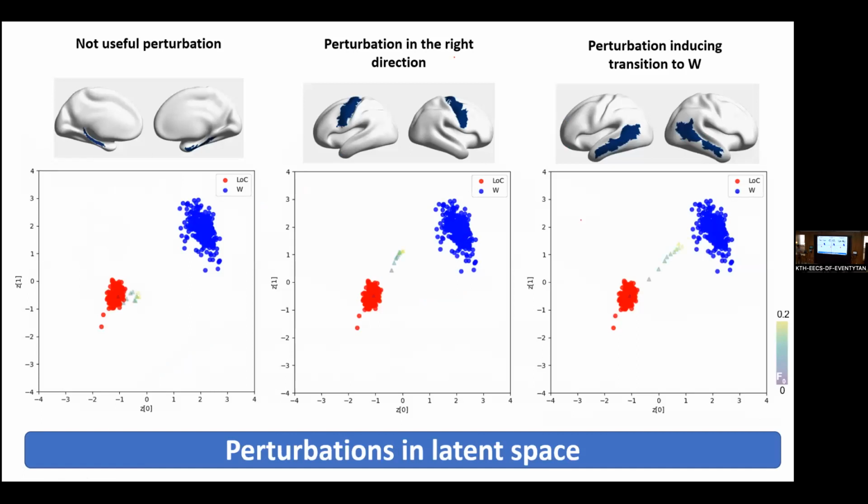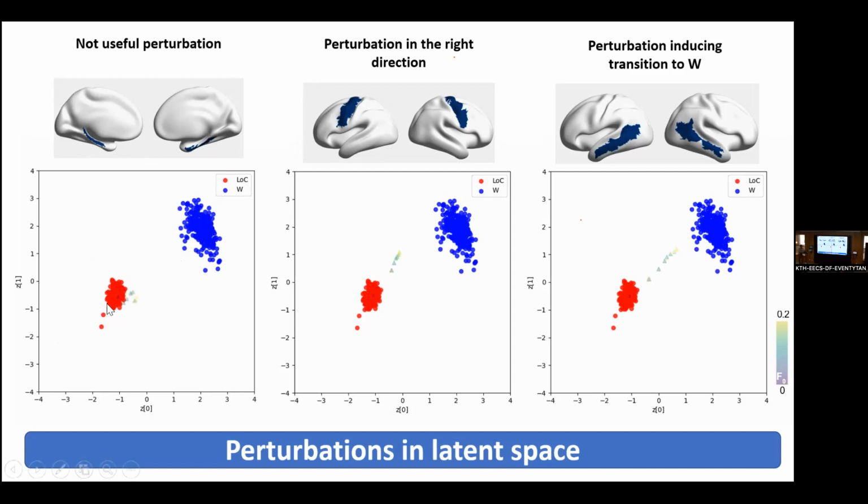This is an example of perturbing the loss of consciousness state in different brain regions. On the left, we can see what I call a not useful perturbation, because it is not generating a transition in the direction of the wakefulness state. I want to wake up this state. In terms of our model, it means that I want to put the loss of consciousness state closer to the wakefulness state. When we perturb this region, we are not getting a good transition. So we are not perturbing this state in a good direction.